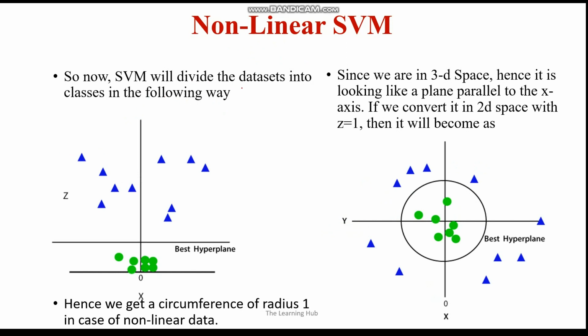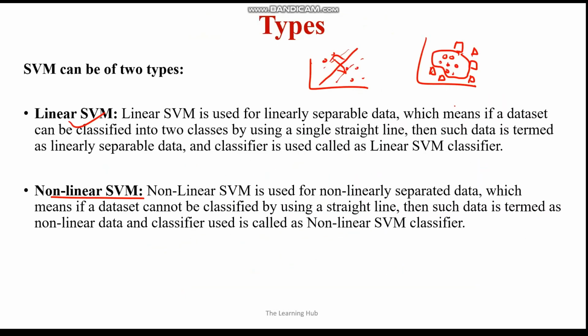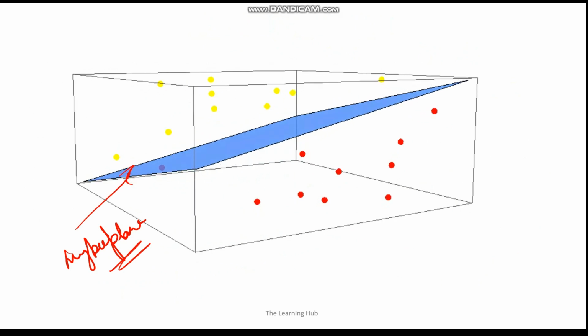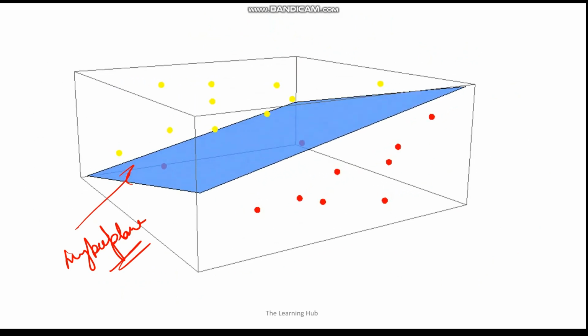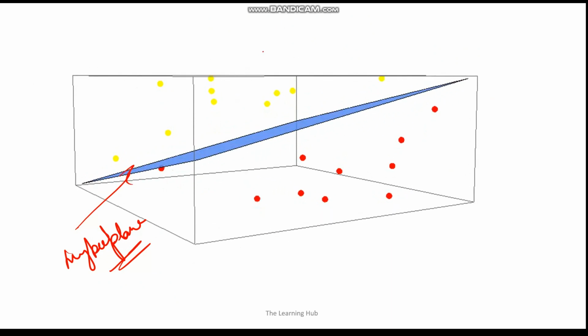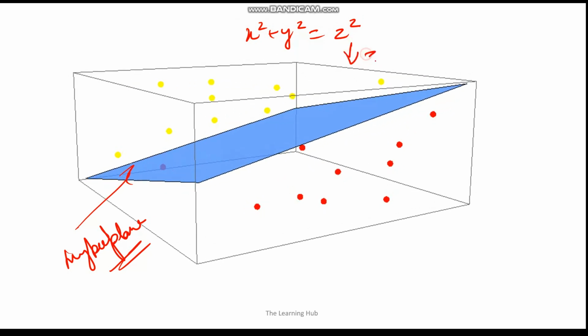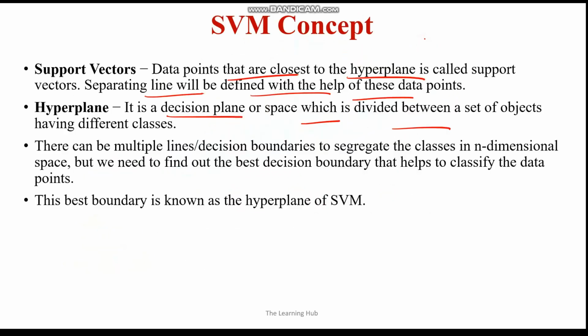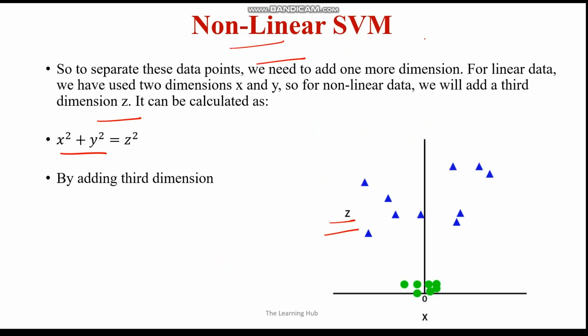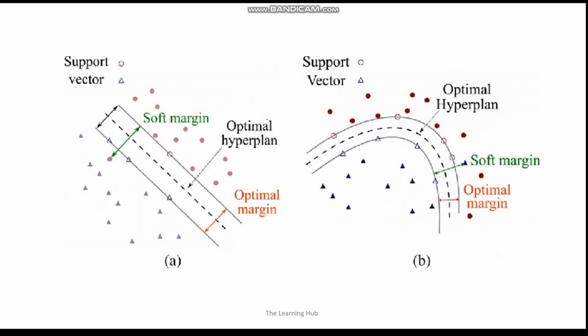Now with this SVM we'll divide the datasets into classes in this way, where we will get the best hyperplane, and it can be represented in three-dimensional space. Hence it can look like a plane that is parallel to the x-axis if we convert it into two-dimensional space, as we have in this image. So this is an example of non-linear SVM in which we are having dimensions where x square plus y square is equal to z square, where z square is my third dimension. This is the case when we need non-linear SVM, which can also look like this.